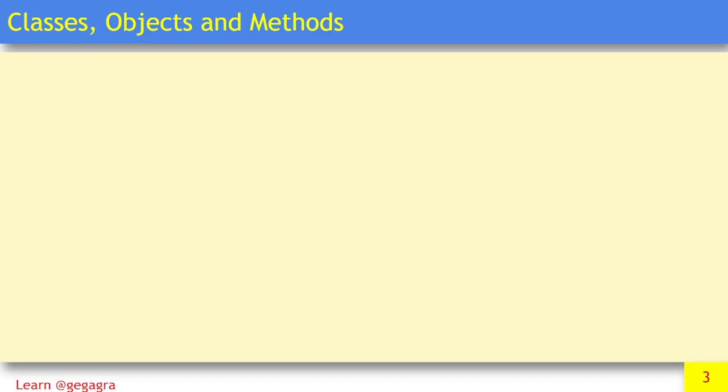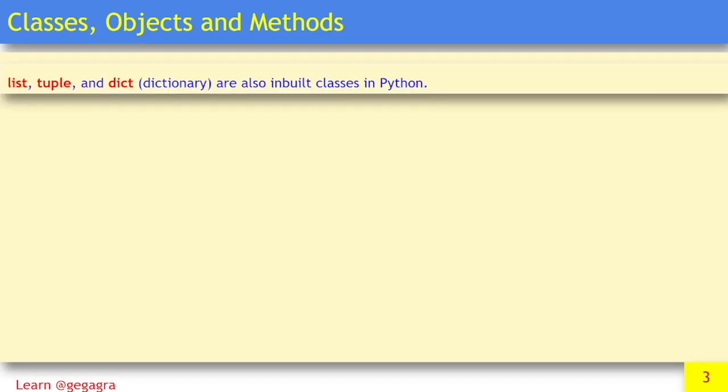Okay, so still we are discussing classes, objects and methods. List, tuple and dict or dictionary are also built-in classes in Python. I'll give you some insights using MCQs and questions based on these types or classes, so you must have great depth on these types or classes.